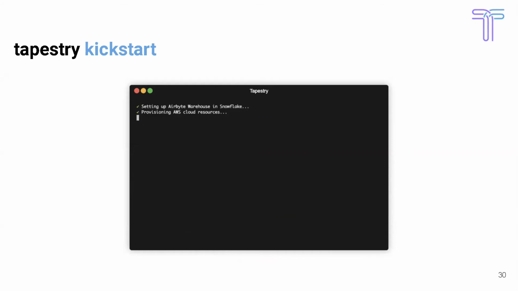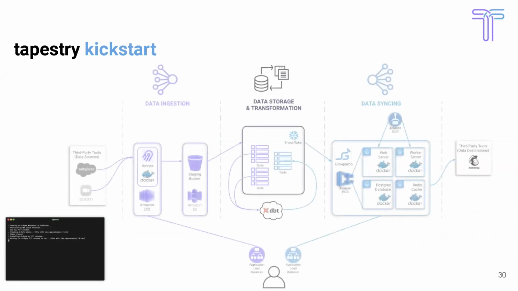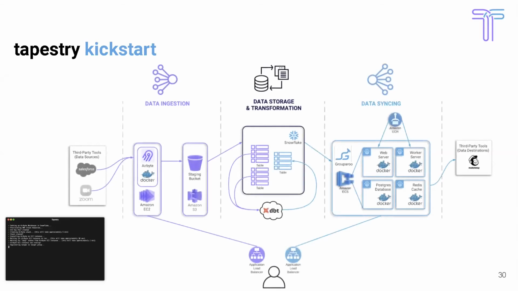Let's take a peek under the hood at the actual infrastructure that this command is provisioning. Tapestry uses the CloudFormation template supplied during the init command to create a CloudFormation stack, provisioning AWS resources specifically related to your ingestion tool, such as an S3 staging bucket, an EC2 instance for the tool to run on, and an application load balancer to route traffic to our EC2 instance.